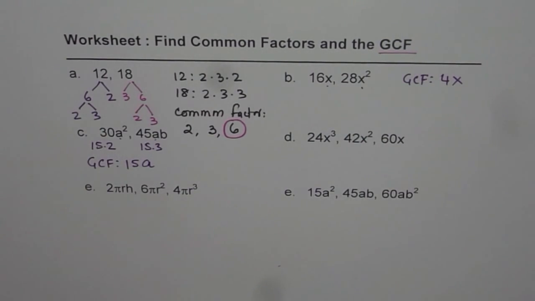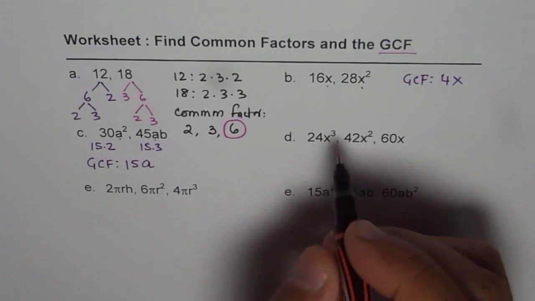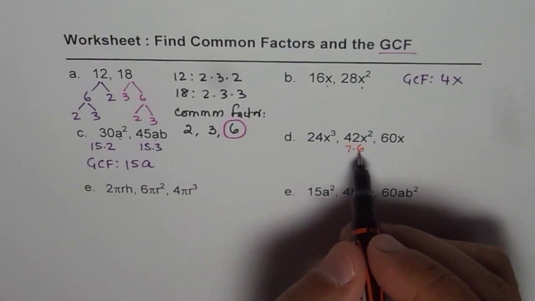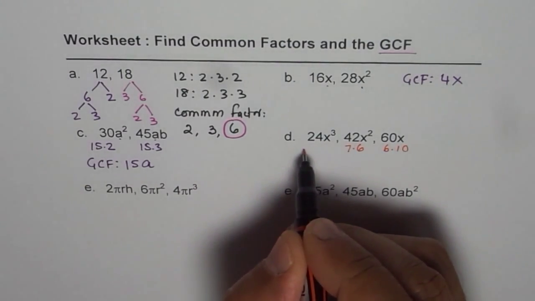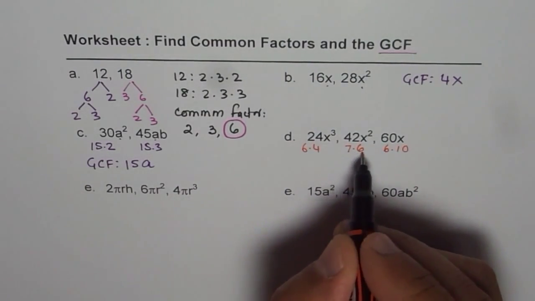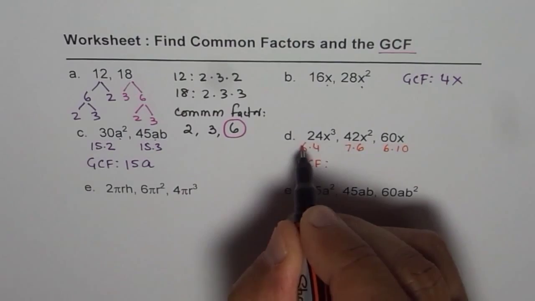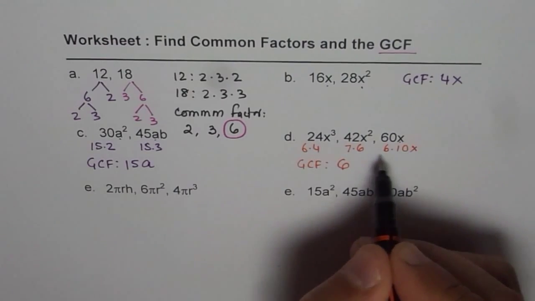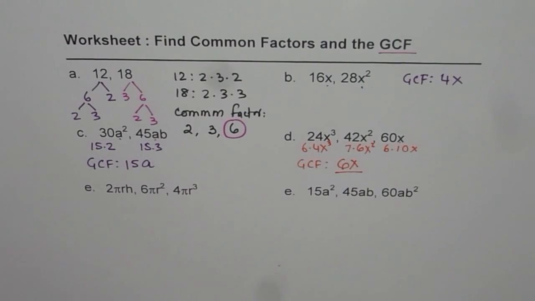In the next question, we have 24x cubed, 42x squared, and 60x. Now 24, 42, and 60. This 42 is like 7 times 6, right? So these are the factors for 42. 60 could be written as 6 times 10. 24 is 6 times 4. So as far as the numbers are concerned, 6 is the greatest common factor, right? So the greatest common factor for the numbers will be 6. As far as the variables are concerned, x. Do you see, this is x, this is x squared, and this is x cubed. So 6x is your answer for part D.